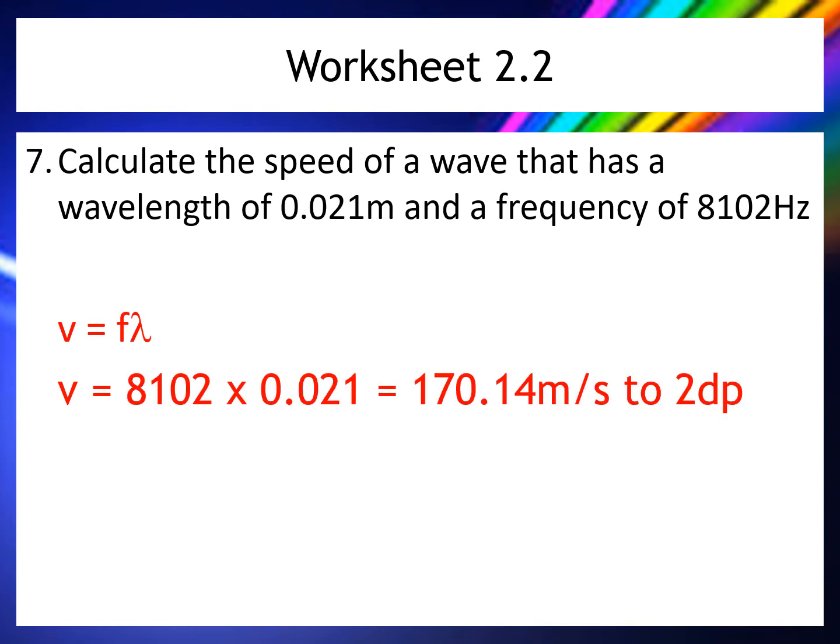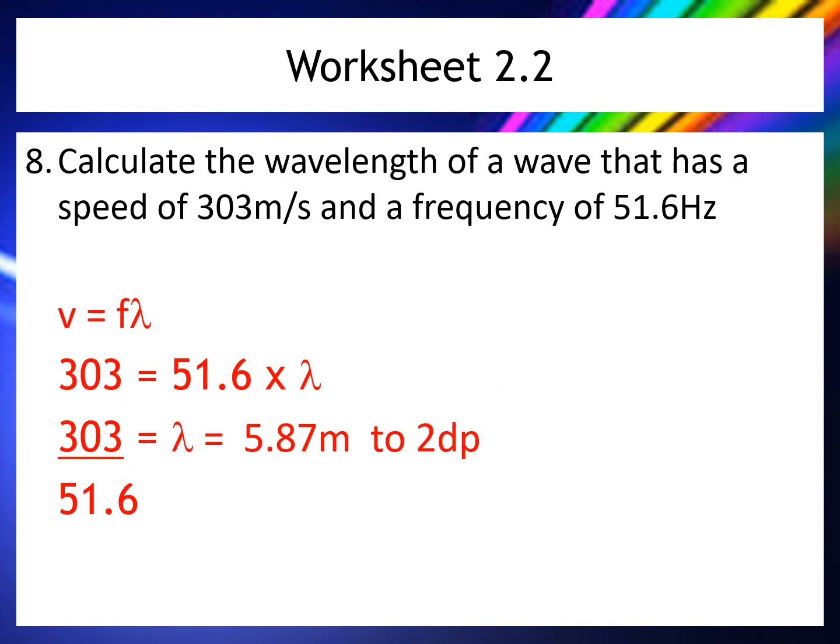Similarly here, again we're using v equals f lambda. We know the wavelength and frequency, so we put the numbers in. v equals 8102 multiplied by 0.021, which gives us 170.14 meters per second to 2 decimal places.